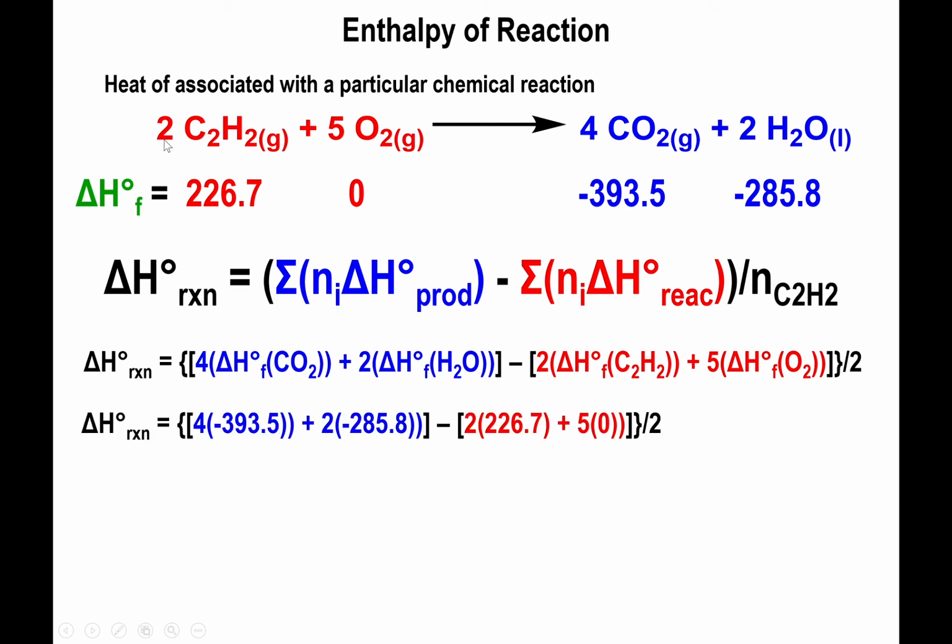Alright, so now what we do is we input the values the way they are, including their negative signs. So we have 4 times negative 393.5 for CO2, 2 times negative 285.8 for water, and we're adding those two together since they're the products. We also have 226.7 times 2 for C2H2, and we have 5 times 0 for O2, and we add those two together to get the heat of the reactants.